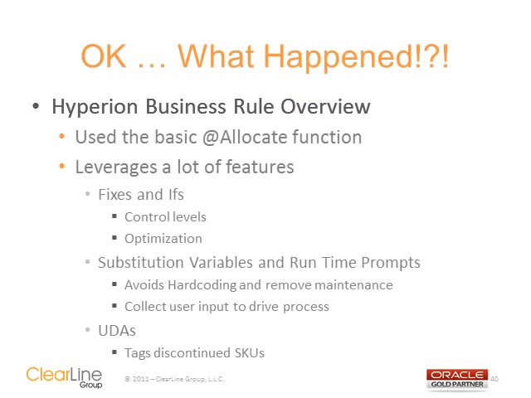You've probably already guessed that there's a little more going on here than a simple one-line allocation formula. To some extent you're right, but there are really only 4 allocation formulas in this part of the business rule. The rest of the rule is made up of some simple fixed statements and if statements, and there's also some substitution variables to avoid hard coding, along with the UDAs that we're using to identify the discontinued items.